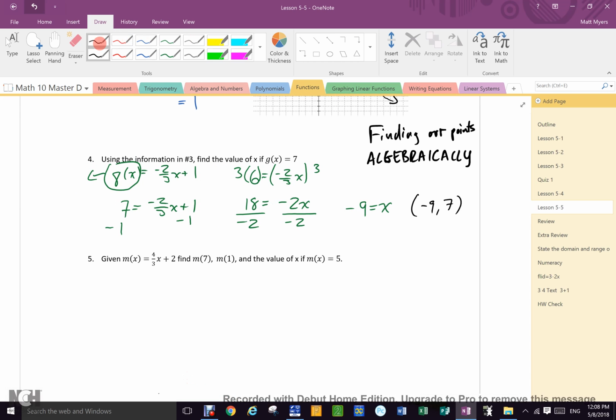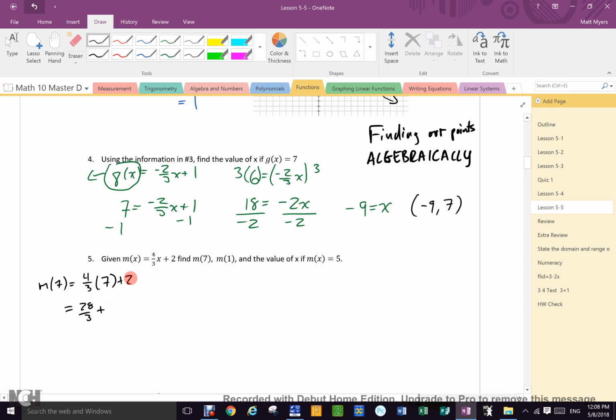I have a new function. It is now m of x. I need the m of 7. What do I do? I replace the x with what? What is 4 times 7? 28 over 3, correct? Right?